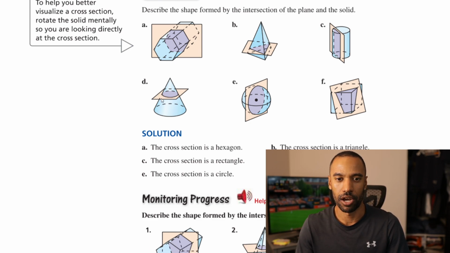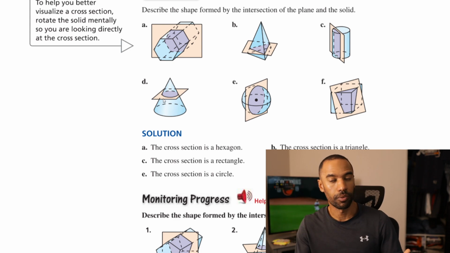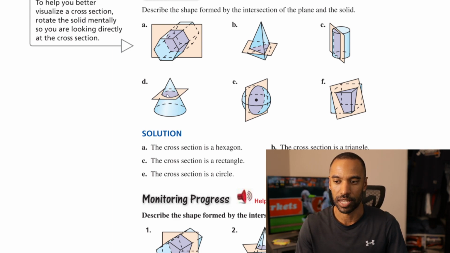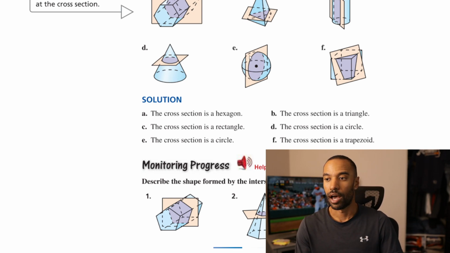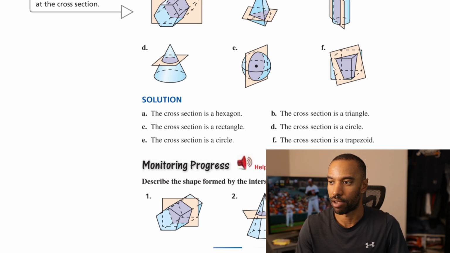Next one, you have a cone cut horizontally through, and you have the circular cross section because it's a cone that's circular parallel to that. That's a circle. Part D. Part E, you have a sphere cut vertically through. That is going to be a circle in and of itself, the great circle. That's what you call the circumference of the item.